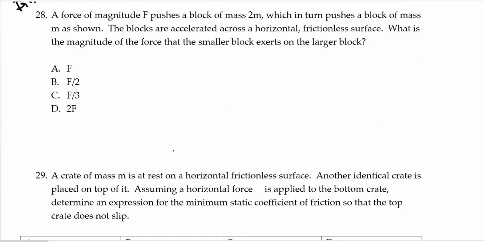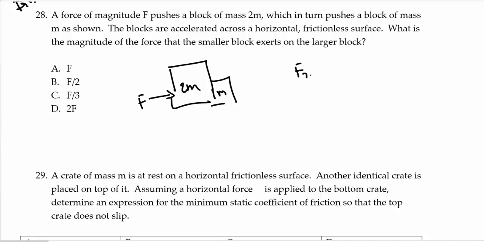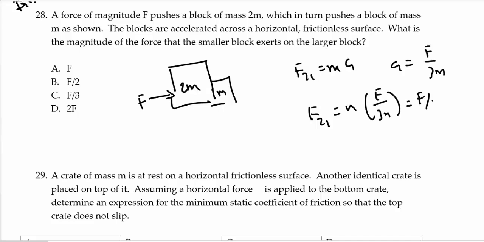A force of magnitude F pushes a box of mass 2m, which in turn pushes a box of mass m. We did this in class, right? What is the magnitude of the force that a smaller box exerts on a larger box? We know that F21 is equal to ma, and we know that a is equal to F over 3m, which means that F21 is equal to m times F divided by 3m, which is F divided by 3. So the answer is C. We did this in class anyway.